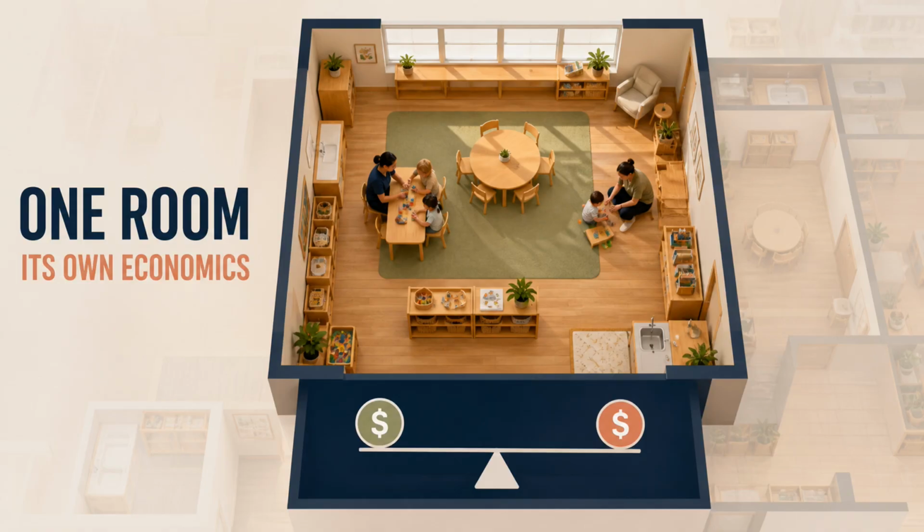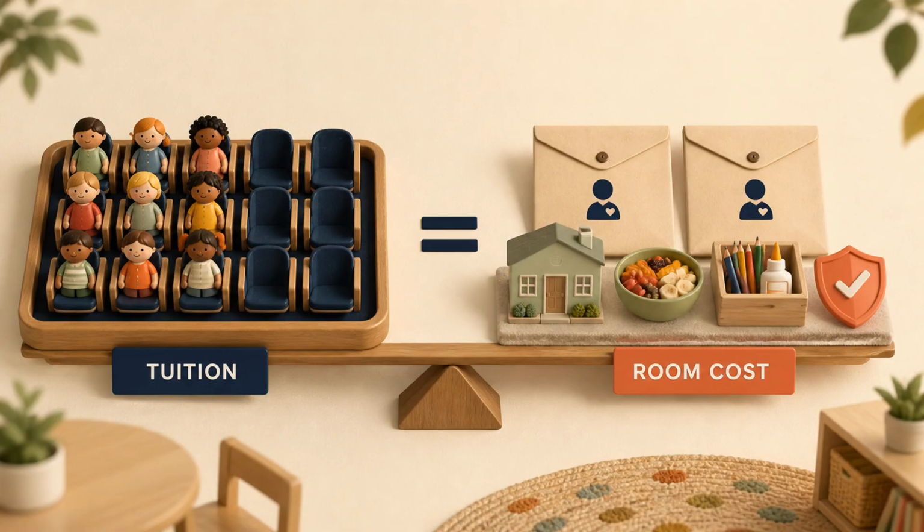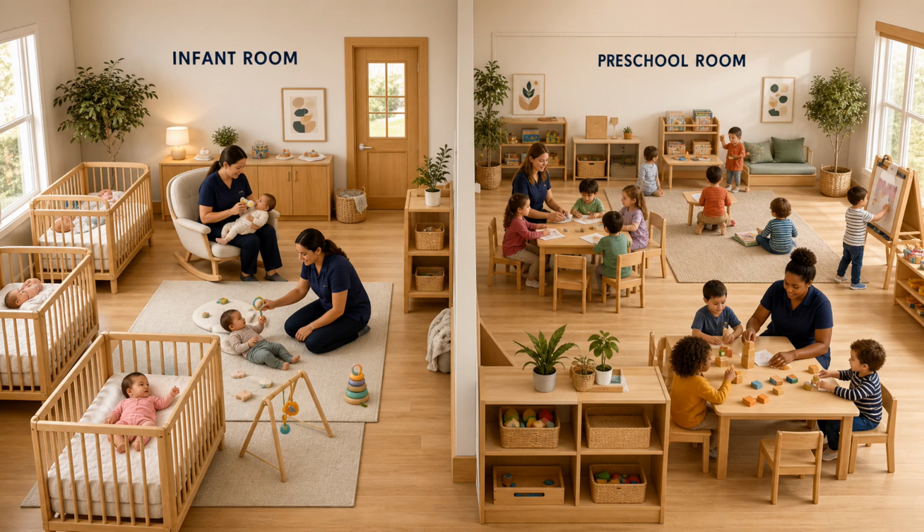Replace every example number here with your current state rules, local wages, insurance quotes, and actual lease. For each room, record the licensed group size, staff-to-child ratio, tuition per occupied seat, realistic attendance, scheduled teacher hours, payroll taxes and benefits, food, supplies, and the share of rent, administration, insurance, cleaning, and software that room must support. Do not average all children and teachers together. Age groups can have different staffing ratios and group size limits. The average can make the building look profitable while one room quietly loses money.